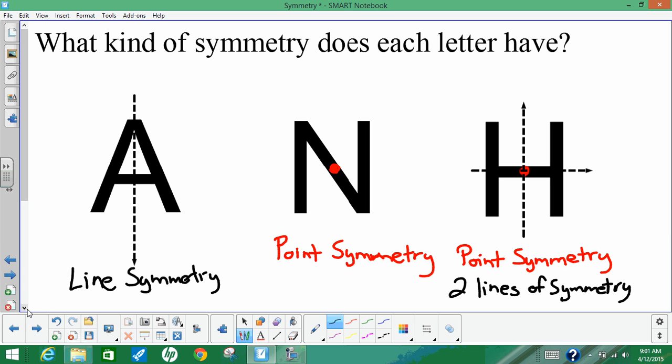And we can look for line symmetry, point symmetry, we can look for that anywhere in the world. Things have line symmetry, things have point symmetry. In fact, some of the things that we see as the most beautiful are symmetrical, and our eyes recognize them as being beautiful.